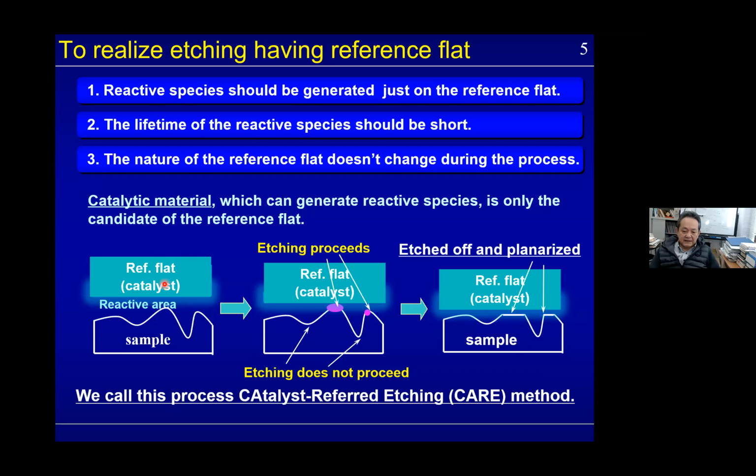Okay, this nature of the reference flat should not be changed during the process. So a catalytic material that can generate reactive species is the only candidate for the reference flat. So the catalytic nature of the surface becomes very important in this case. So we call this process the catalyst-referred etching method, CARE method.